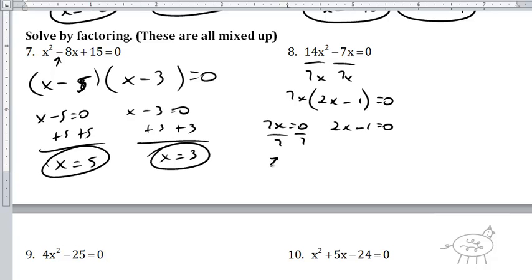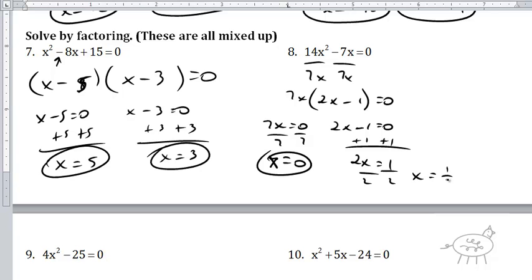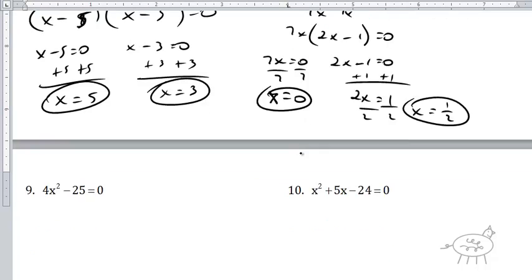Divide by 7. x equals 0. Add 1. 2x equals 1. Divide by 2. x equals 1/2. Okay, so 0 and 1/2. Right, pretty easy to recognize it.